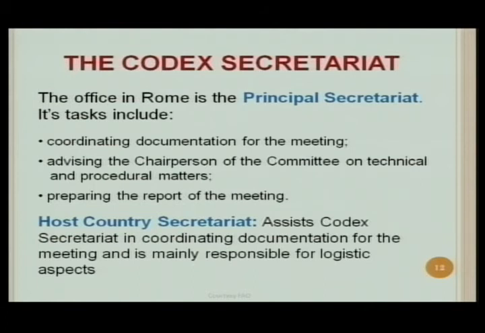Since every Codex committee is chaired by a country or hosted by a country, there is a host country secretariat which works in collaboration with the Codex Secretariat in Rome for developing the documentation and is mainly responsible for the logistics. What are those logistics? I will explain that.